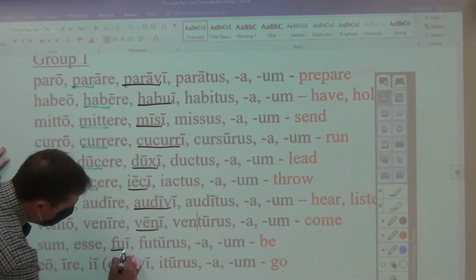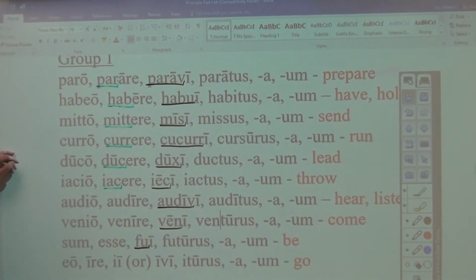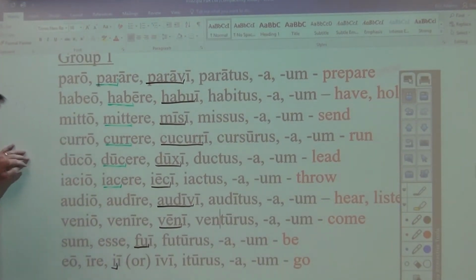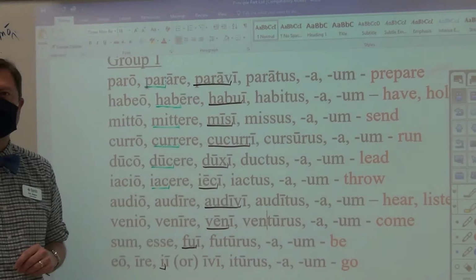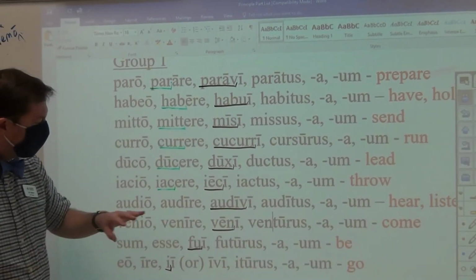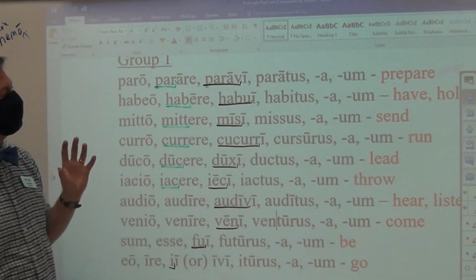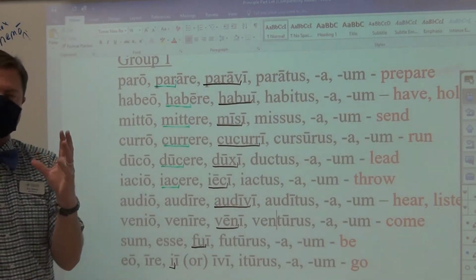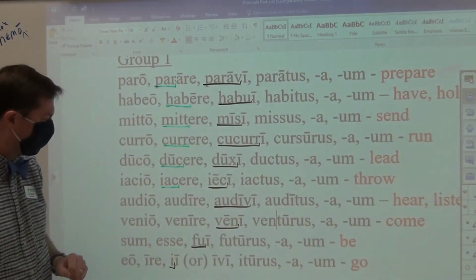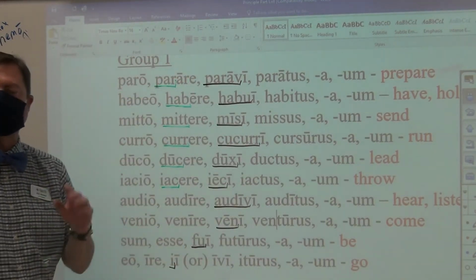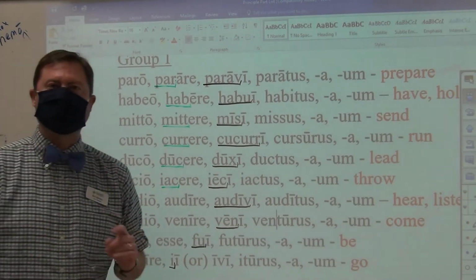So you take your perfect stem, everything except for the long I. So again, even irregular verbs follow this pattern of a perfect stem that we get from the third principal part, plus your perfect ending. So let's talk about those perfect endings.